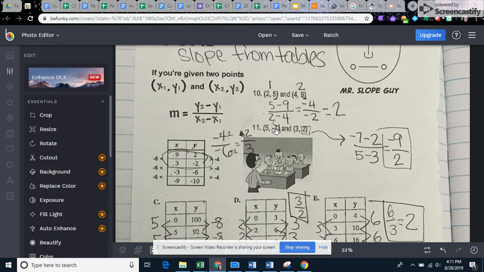Looking at number 11, same thing. Make a subtraction problem out of your y's. Negative 7 minus 2 goes on top. Since we started with our negative 7, then for our bottom, we have to start with our x's from that same ordered pair. So negative 7 minus 2 goes on top. 5 minus 3 goes on bottom. Again, these are from the same ordered pair. Even if you flip your 2 ordered pairs, it will wind up simplifying to the same fraction. So it doesn't matter which one you start with, as long as you start with the same one both times.